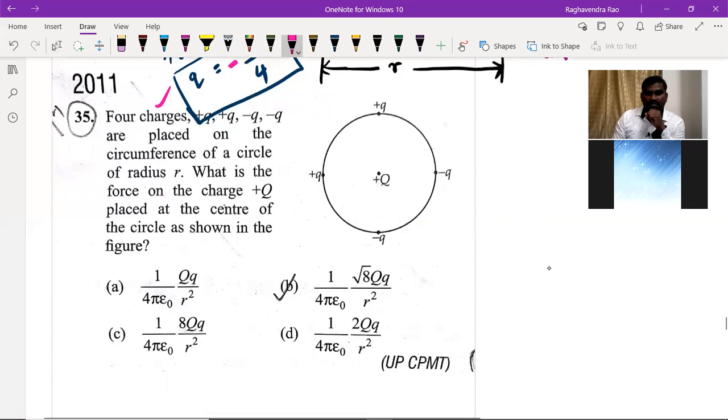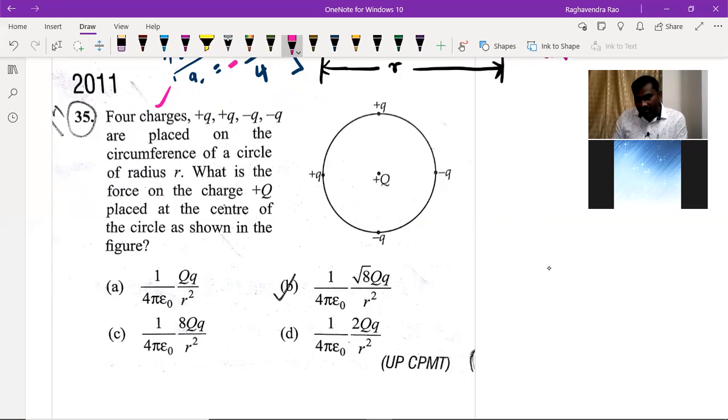Next, see this question. Four charges plus Q, plus Q, minus Q, minus Q are placed on the circumference of a circle of radius R. This type of question has so far not been asked in the NEET examination. We'll see how simply we can calculate. What is the force on charge plus Q placed at the center of the circle as shown in the figure?